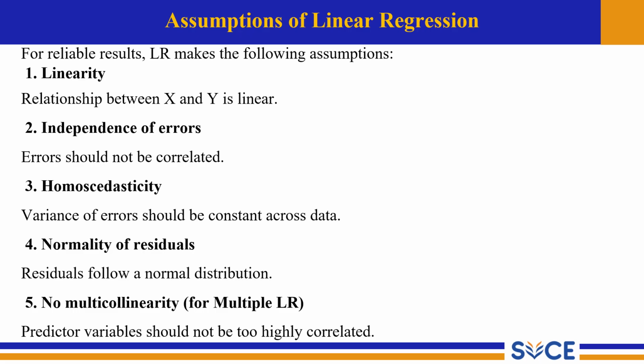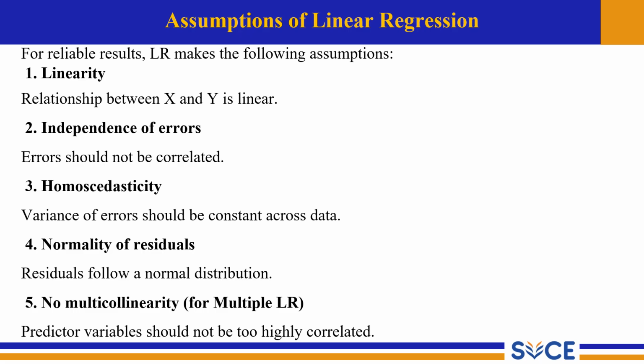The second assumption is independence of errors. The errors or residuals, the difference between the actual and predicted values, should not be correlated with each other. If errors follow a pattern, it means the model is missing important information. The third assumption is homoscedasticity. This means the variance of the errors should remain constant across all levels of x. If the spread of error gets larger or smaller for certain values, it indicates heteroscedasticity, which can weaken the model's reliability. The fourth assumption is normality of residuals.